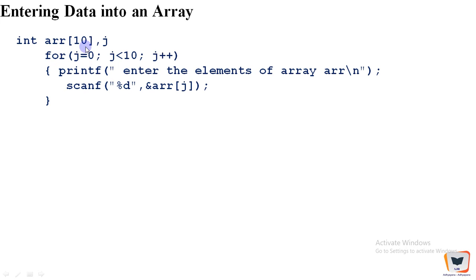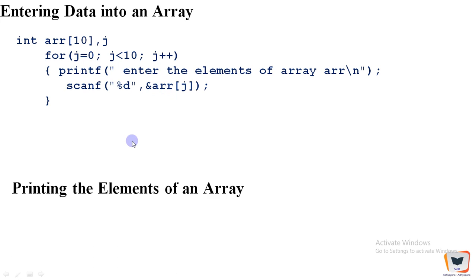Okay, integer array 10 j. There are 10 elements, so therefore we need a for loop. Exactly in the looping constructs, I have told my respected viewers that arrays and iterative constructs will always go together. And here it is. For j equal to 0, j less than 10, j plus plus. This exactly takes 10 elements, because it starts from 0. Enter the elements of an array. So here %d ampersand array of j. So array of 0, array of 1, array of 2, like this it goes.